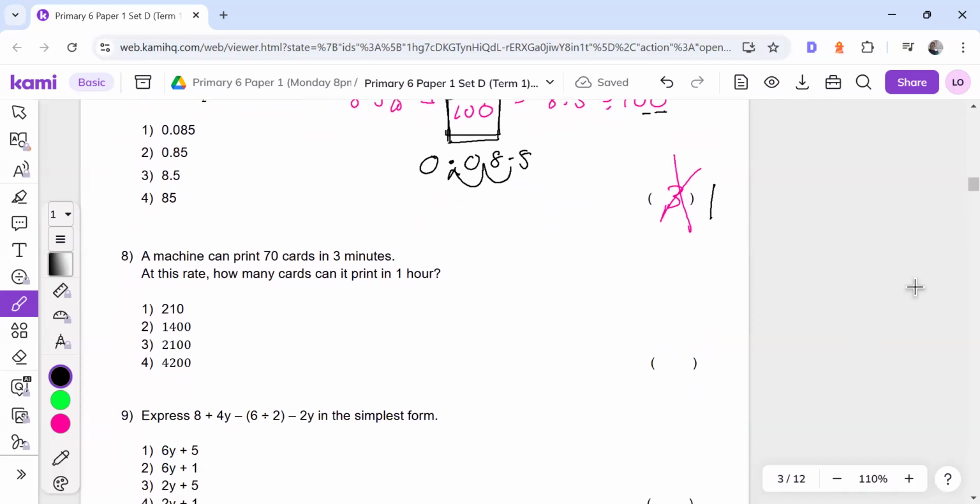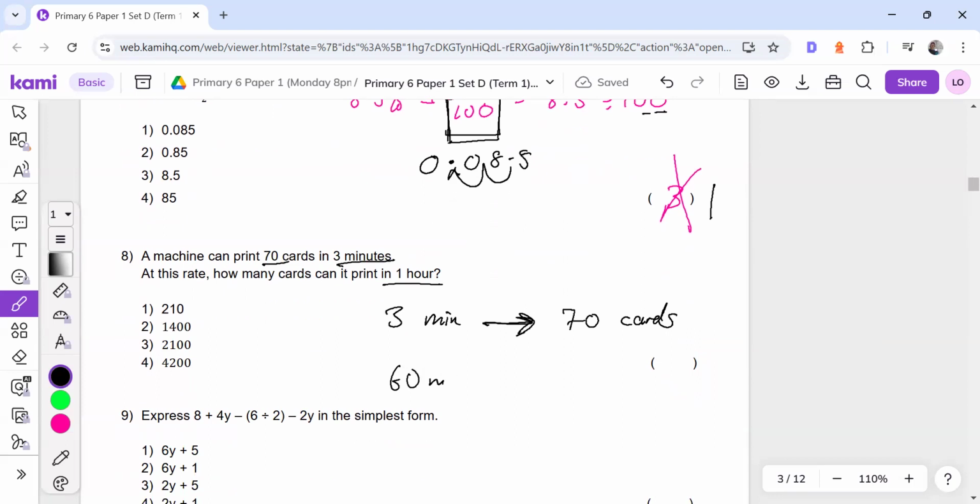Question 8. Now, a machine can print 70 cards in 3 minutes. How many cards can it print in 1 hour? Shortcut, if you don't know how to do, you will need to write down 3 minutes, arrow, 70 cards. Now, this is important because the arrow sign is going to show you how to do the harder questions. This is still quite easy.